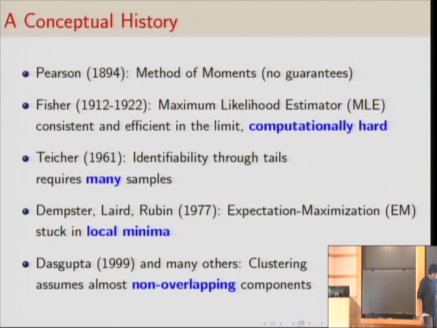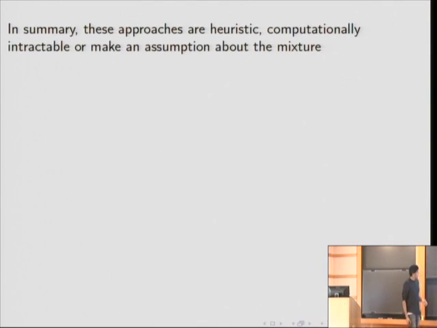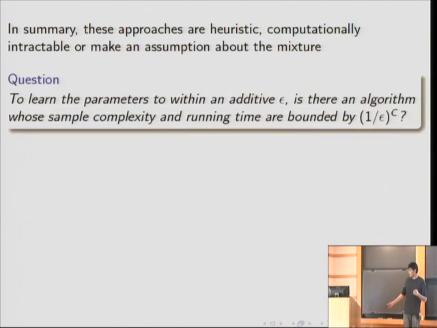But the problem is that these approaches need to make very strong assumptions about the underlying mixture. They need to assume that the components are quite far apart from each other, namely that these components are almost non-overlapping. So in summary, a lot of these approaches either fit under the category of being heuristics, or are based on computationally intractable estimators, or make an assumption about the underlying mixture to guarantee that you can learn the underlying parameters. And surprisingly, there are still quite basic questions not known about this problem.